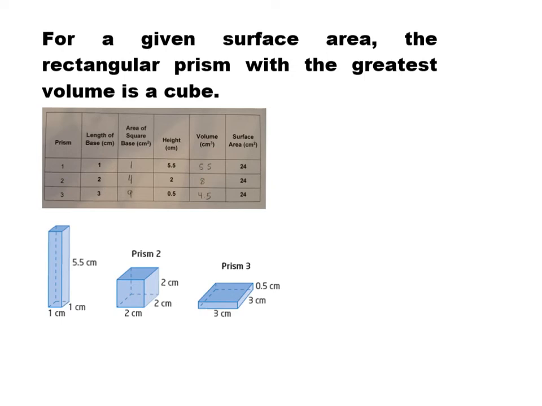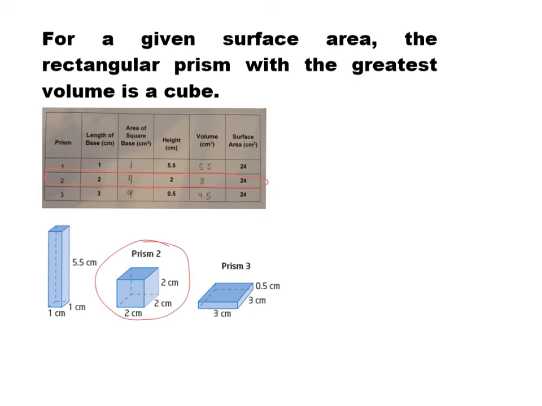The fact that for a given surface area, the rectangular prism with the greatest volume is a cube can be seen in the chart from the handout, where the length of the base is 2, the area of the square base is 4, the height is 2, and the prism, which is a cube, has a volume of 8. So on our chart, that's right here. That is prism 2, this one here.